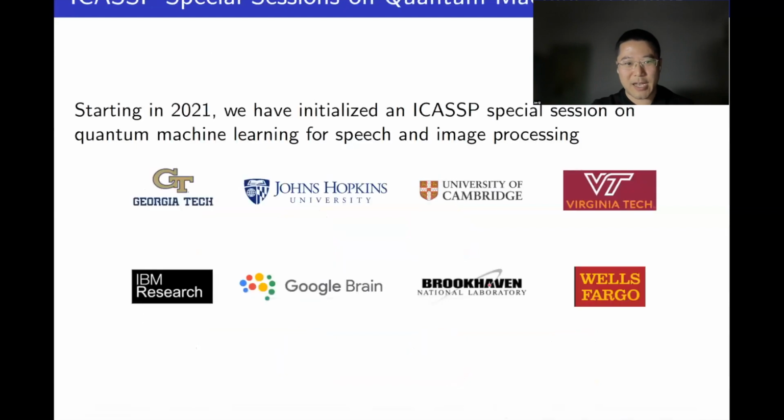So this year, we have the ICASSP conference. We invited several groups focusing on quantum computing to submit papers, from our group at Georgia Tech, from Johns Hopkins, Cambridge, and Virginia Tech, and companies such as Wells Fargo, Google, and IBM Research. Maybe next year, we will invite more research institutes and universities to join our journey on quantum computing for machine learning.